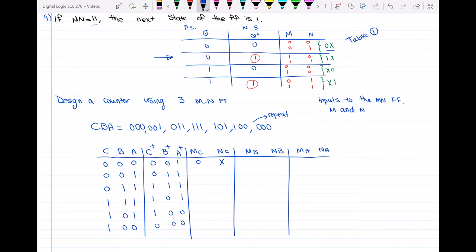for flip-flop C. Now, let's look at the same row, but for flip-flop B. So again, I have 0, 0. The present state is 0, the next state is 0, right? So again, I'm going to have 0x.